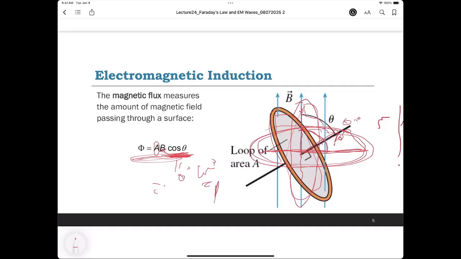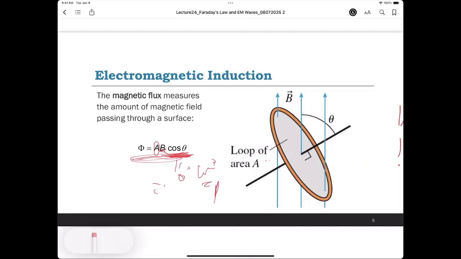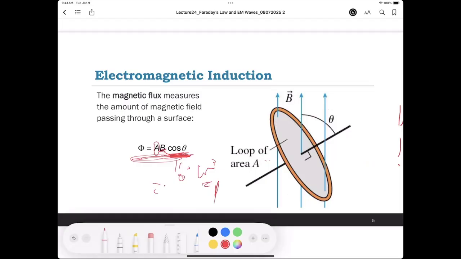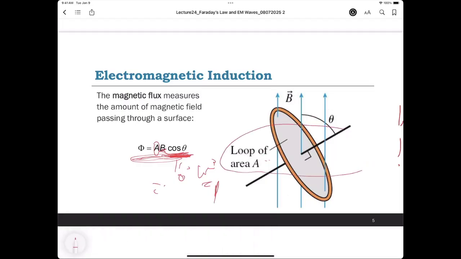Sorry, I think I will just redraw it, to make it clear. If it runs like this, then this is the axis of the loop, and this is also the magnetic field direction, which means theta will be 0. Am I right? Theta equals 0, cosine 0 means 1. So this is the maximum. The magnetic flux is the maximum.